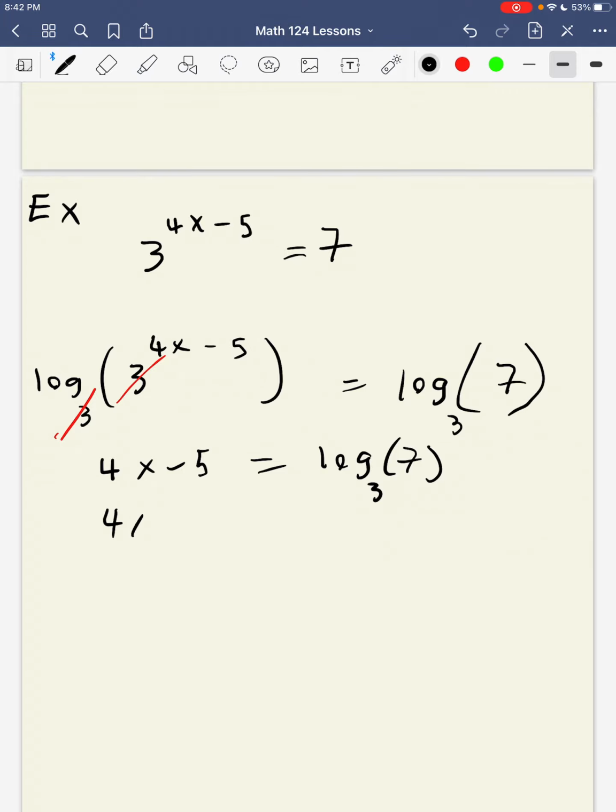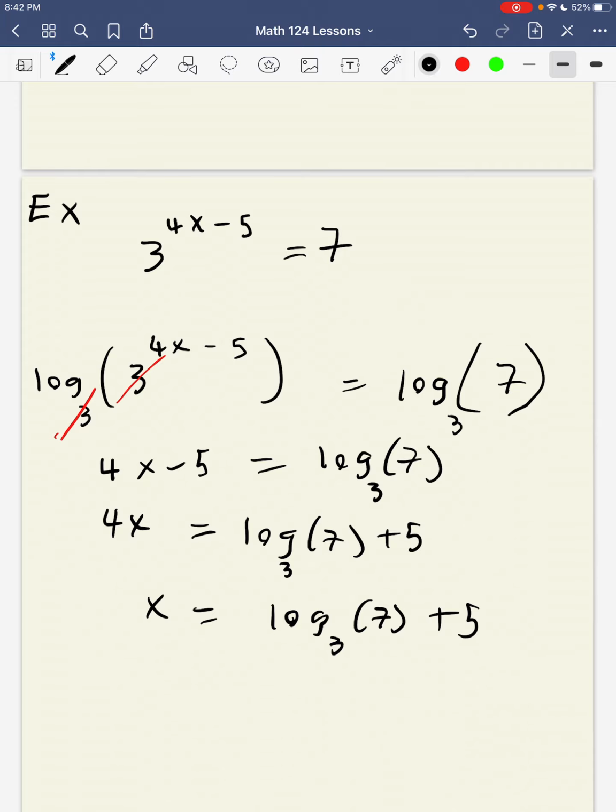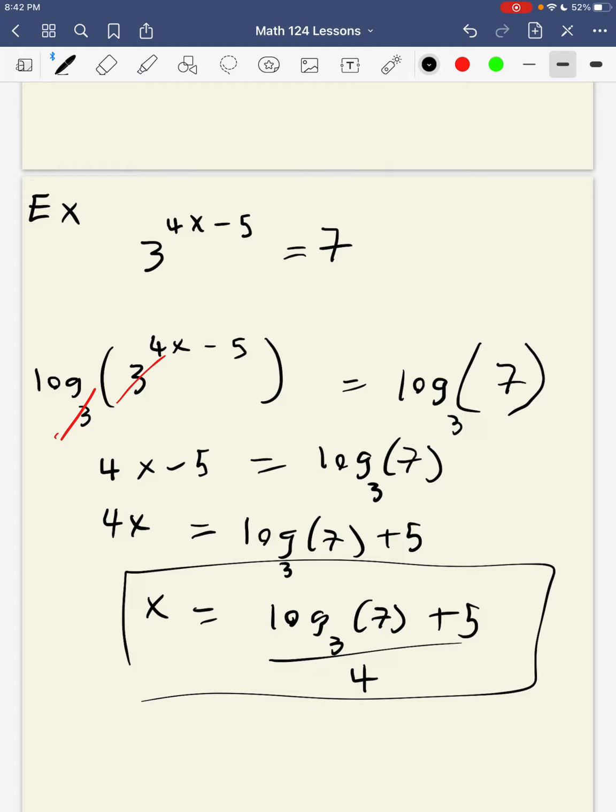So we add the 5 to the other side. We have 4x equals log base 3 of 7 plus 5. And then we divide by 4. And we get (log base 3 of 7 plus 5) over 4. And that is just some number. Now, if you chose to take a different base, right, say you did base 7 on both sides, your answer would symbolically look a little different, but if you slapped it into a calculator, it will equal the same value.